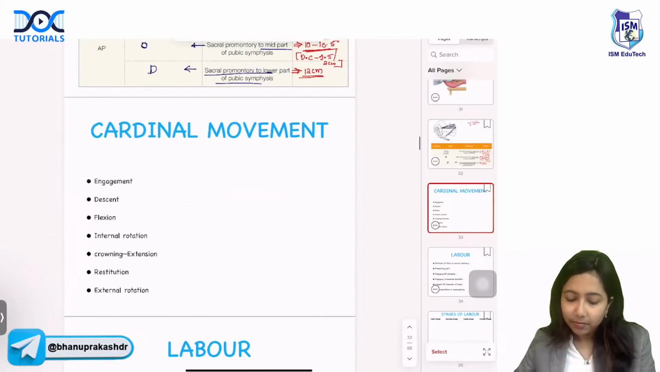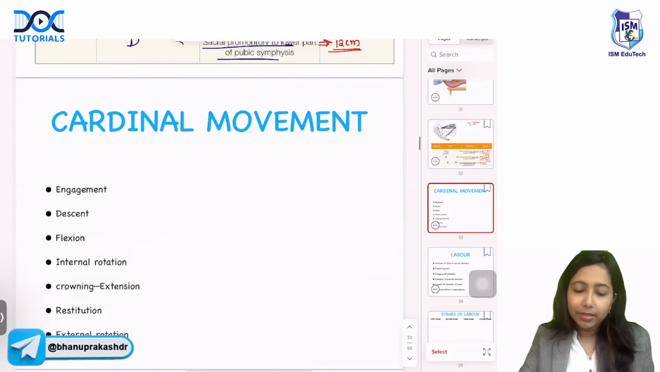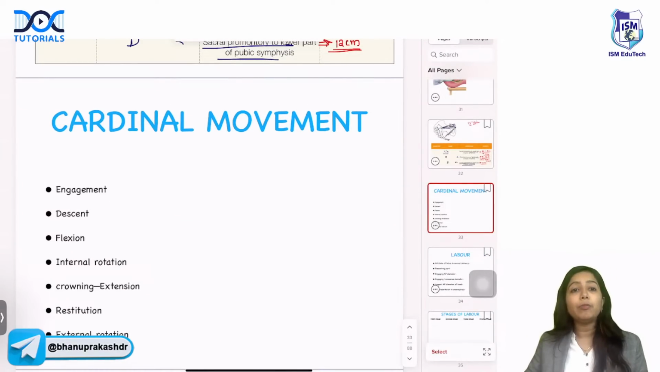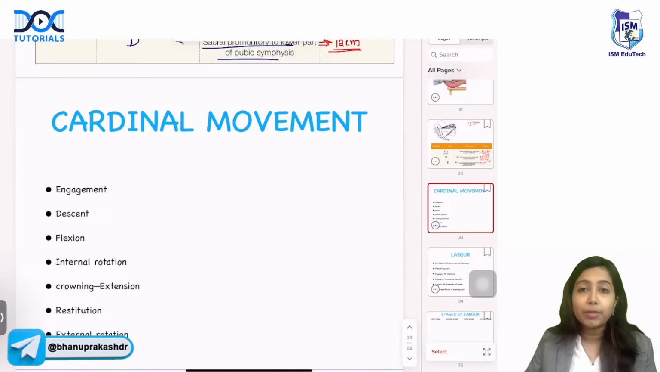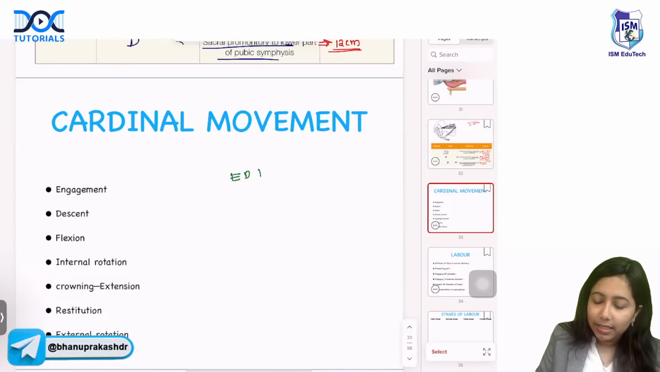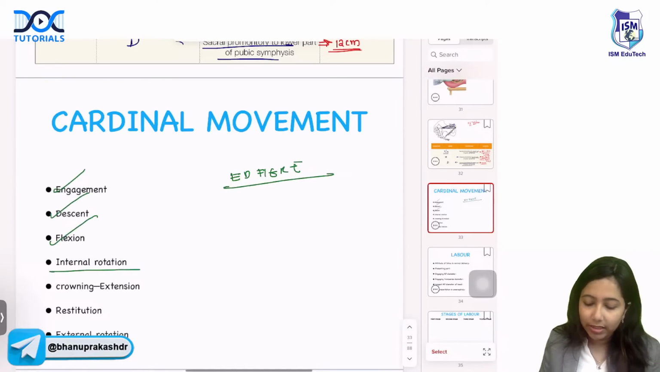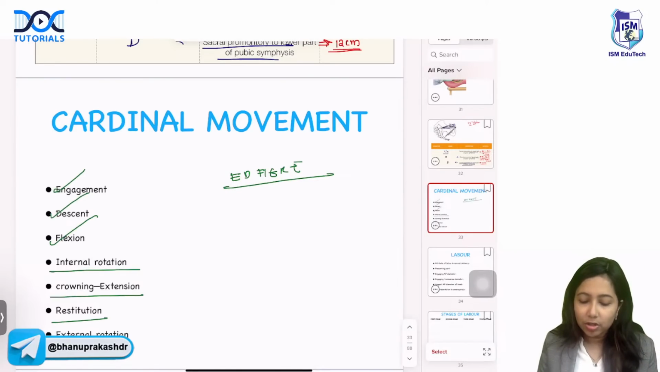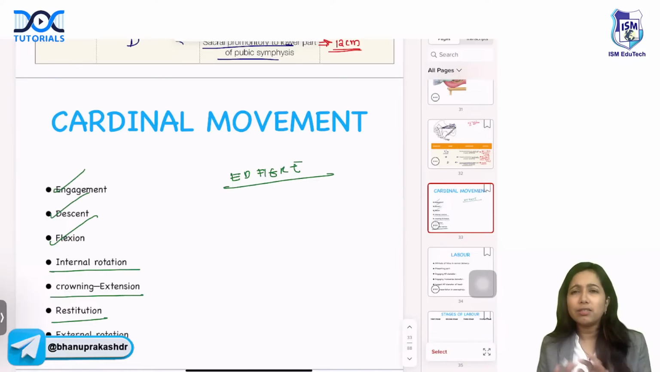Okay. Now coming to the labor. In labor, the main cardinal movements of labor include, just remember, ED fire, ED fire. So you have engagement, descent, flexion, internal rotation, extension, restitution, external rotation. Just a summary of the various movements.